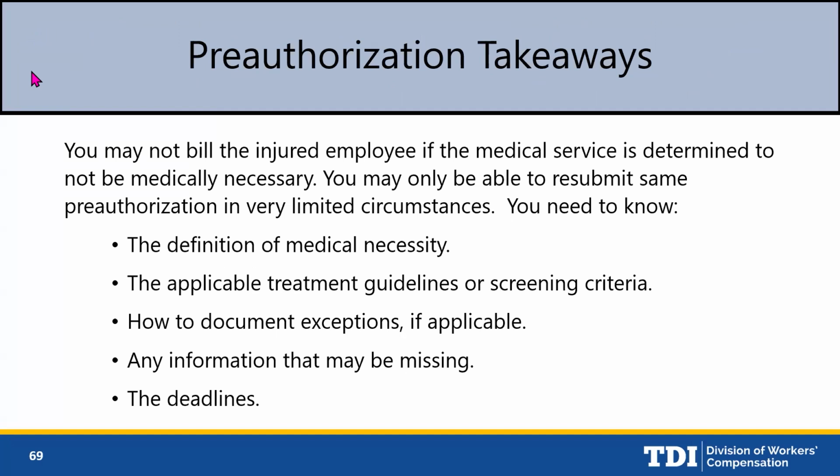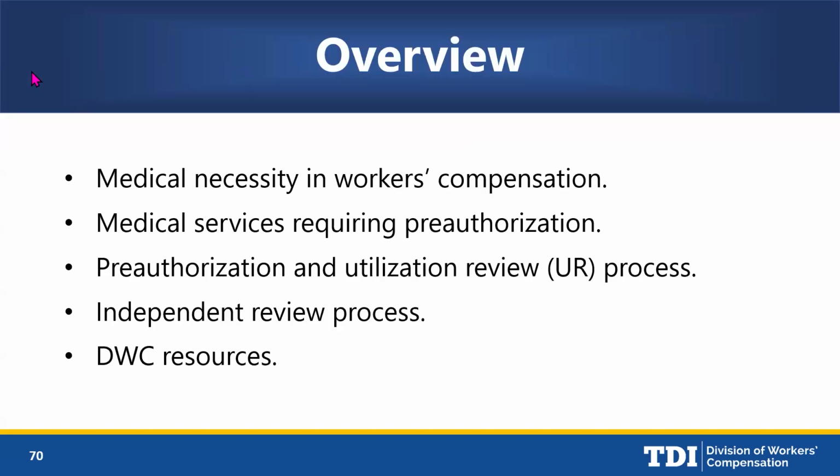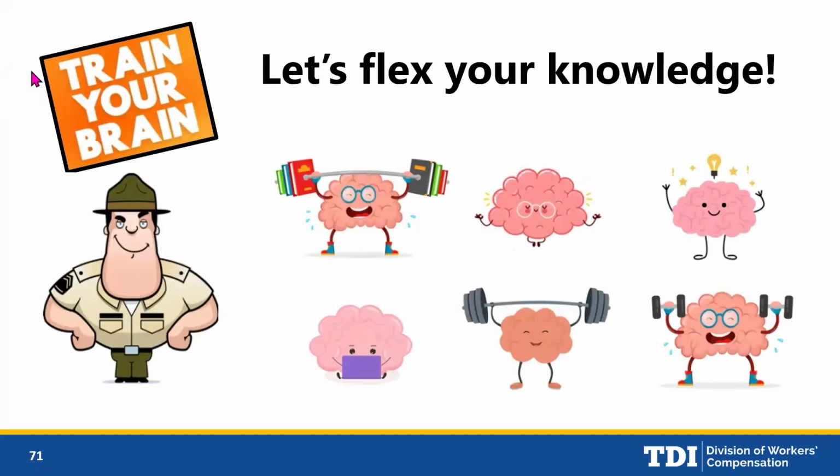The patient has to have a significant change in their condition, or some clinical prerequisites need to be obtained. What you need to know is the definition of medical necessity in those first few slides, the treatment guideline and screening criteria, how to document exceptions, if applicable, and any information that may be missing to help the URA make a decision, and know your deadlines. The overview of what we've covered today is medical necessity and workers' compensation, medical services requiring pre-auth, what the UR process is, the utilization review process, the IRO process, and your resources.